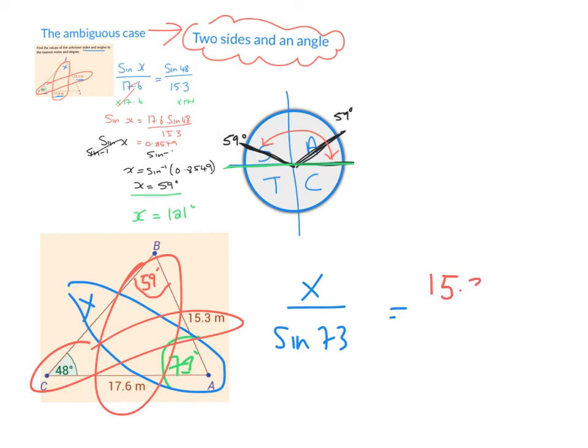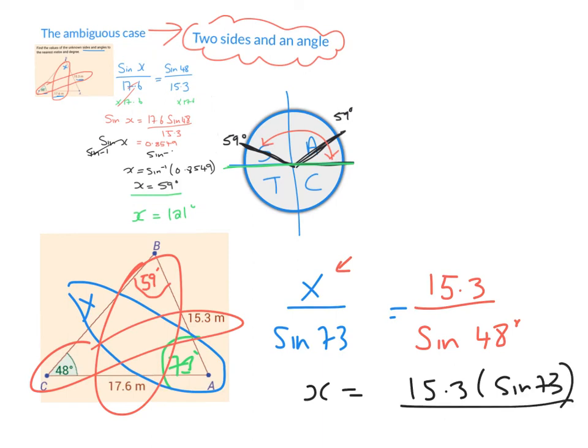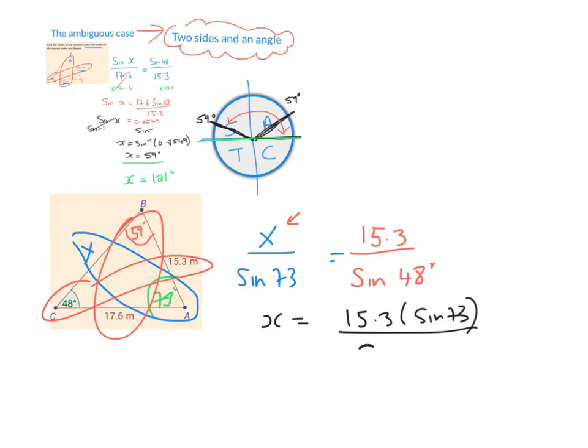So remember, if you've gone side on top on this one, you have to do side on top on that one, all over the sine of 48 degrees. So we're going to work that out as we would normally, bring everything over, and I'm going to get x is equal to, well maybe we'll write it like this: 15.3 bracket sine 73 all over sine of 48, and you type that into your calculator and you're getting x is equal to 20 meters. So potentially that could be 20.